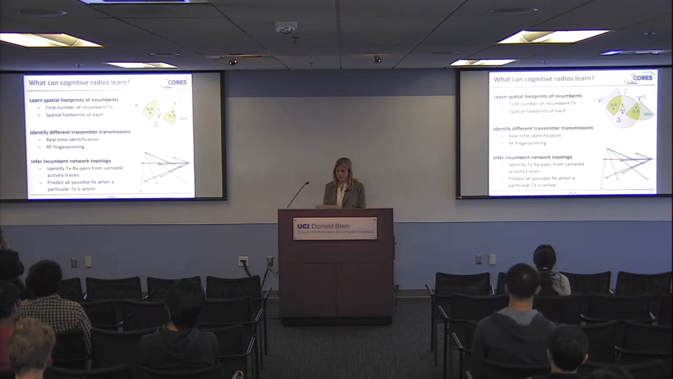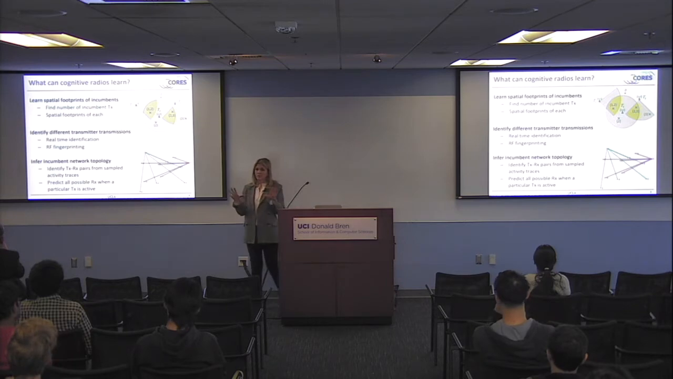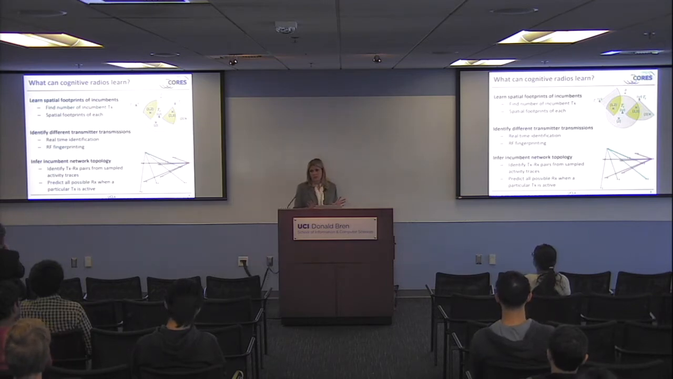So today we'll talk about three things that cognitive radios can basically learn under these assumptions. The first one will be the spatial footprints of incumbents. If I drop radios that want to opportunistically use the spectrum, they would like to know who the other users of the spectrum are, how many of them there are, and maybe their locations. But we'll see that the location is actually not required, but rather their footprint.